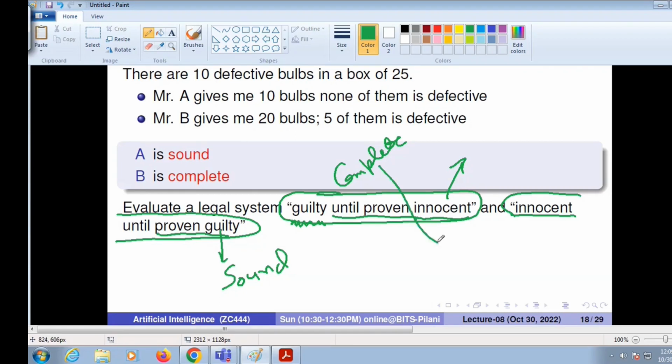A better system would be one which is complete and sound both. How to make that? So think about that.